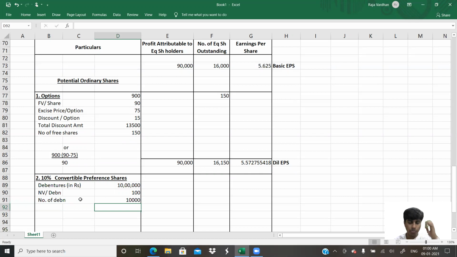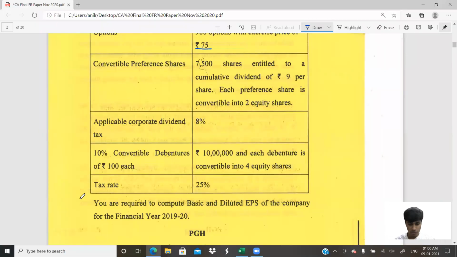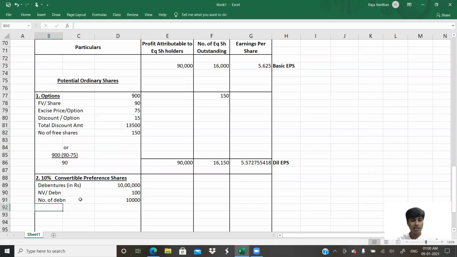How many debentures are there? Number of debentures is 10,000. Then what have they told? 10 lakh rupees, and each debenture is converted into 4 equity shares. Number of equity shares per debenture: one debenture will become 4 shares. How many debentures are there? 10,000 debentures. So number of equity shares on conversion. How many equity shares will you get on conversion?